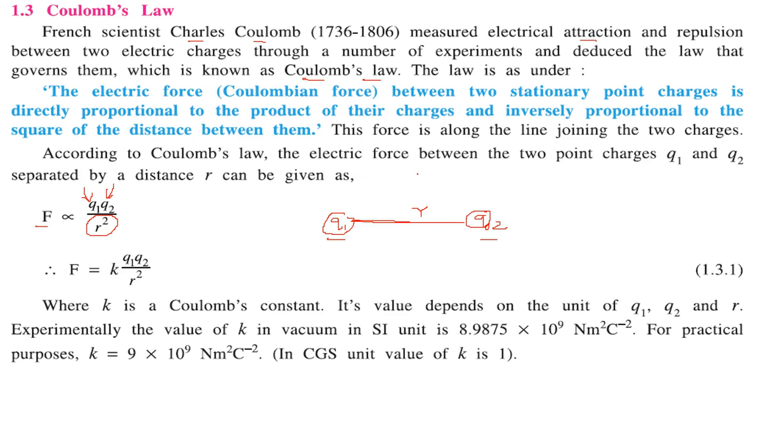Mathematically, if the charges are Q1 and Q2 and the distance between them is r, F is directly proportional to Q1 into Q2, and inversely proportional to r square. If we remove the proportionality sign, we keep a constant K, which is Coulomb's constant. The experimental value of K in vacuum was found to be this number, but practically we take it as 9 into 10 to the power 9 Newton meter square per Coulomb square. In CGS units, this K is 1. So this is the value which we are going to use.